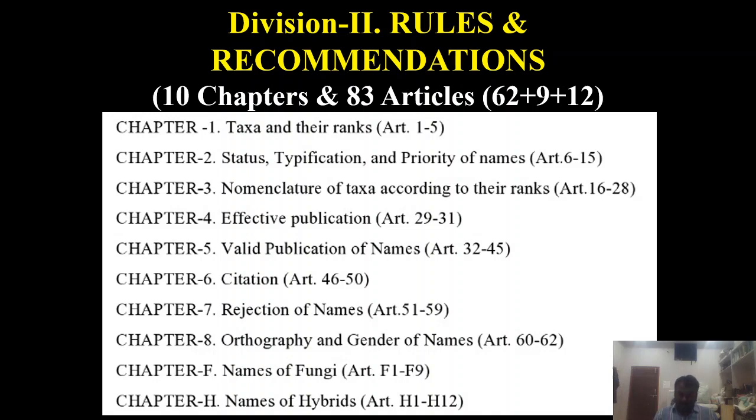7, rejection of names. 8, orthography and gender of names. 9, that is chapter F, names of fungi, which is having articles F1 to F9. 10, that is chapter H, names of hybrids, which is having articles H1 to H12. Totally we have 83 articles.